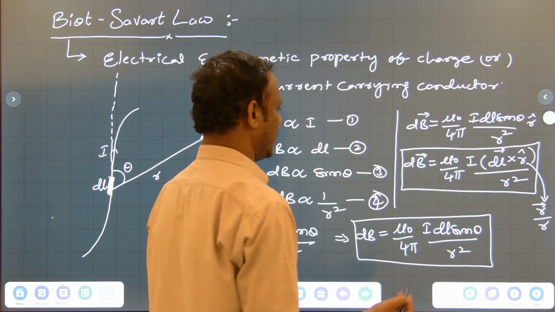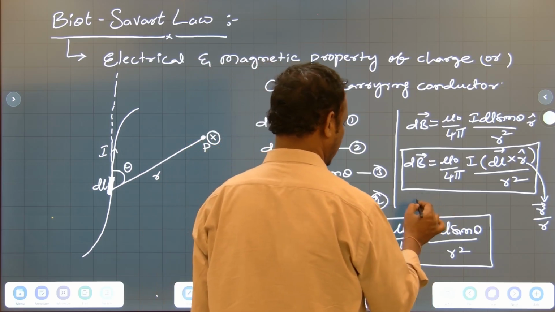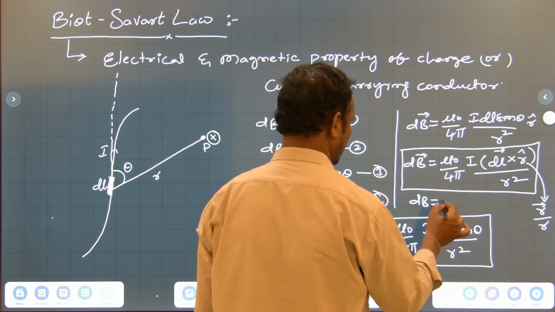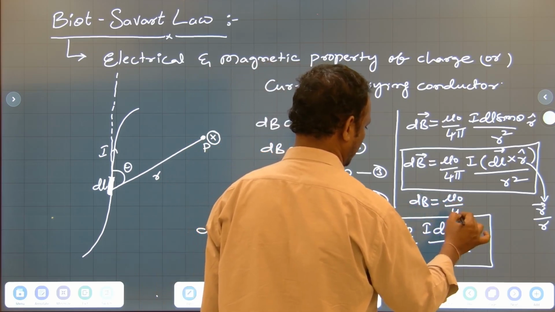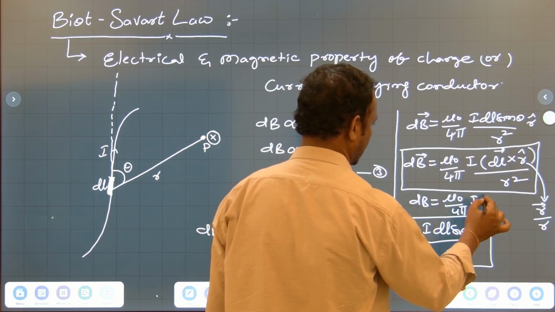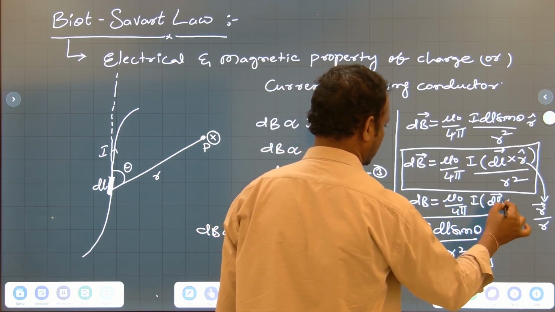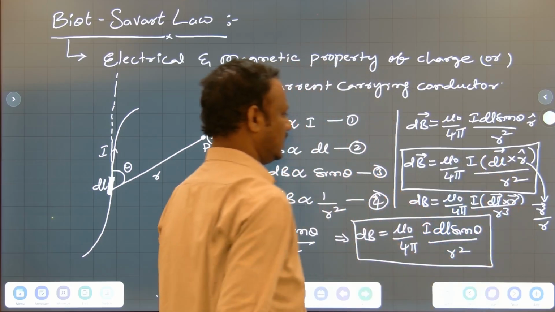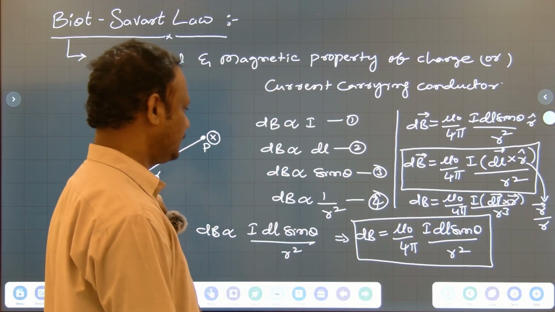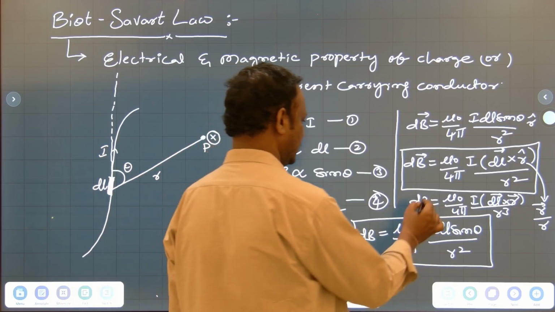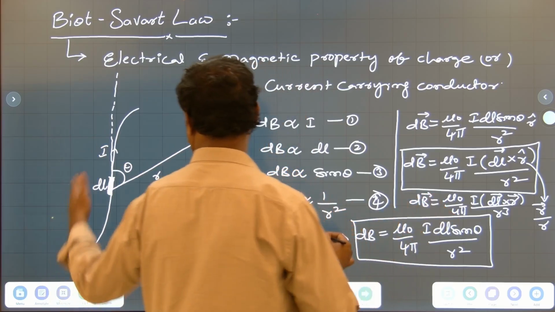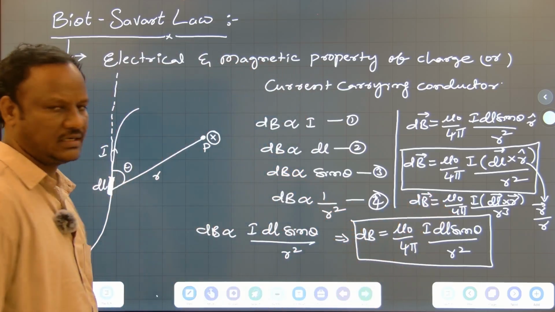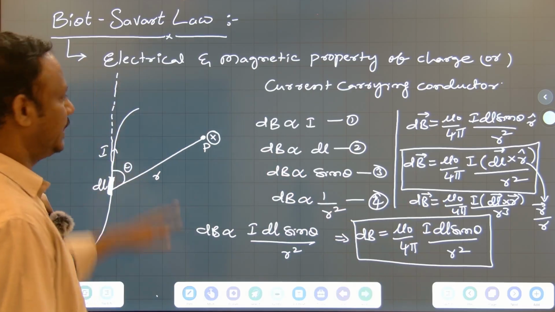It means r. So I can write it as dB equals mu naught by 4 pi, I dl vector cross r vector by r cube is the relation. So this is the magnetic field from any given current carrying conductor, given by the Biot-Savart law.